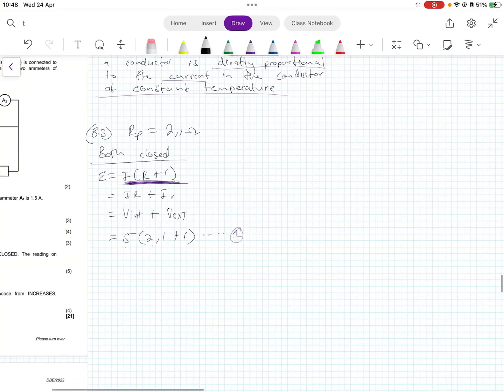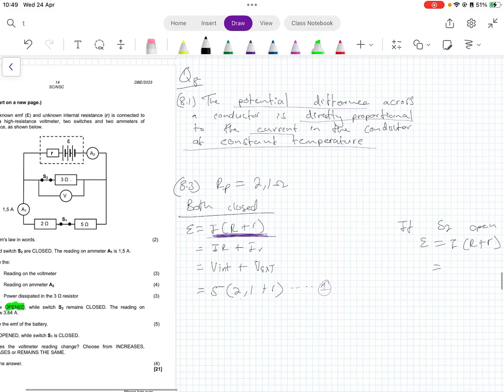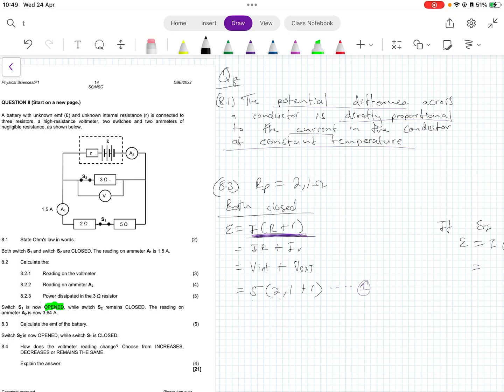Now, if switch 2 is open, we still have that the EMF is equal to I(R plus r). Let's look at what happens when switch 2 is open. If switch 2 is open, it disrupts the flow of the circuit in this area. However, why would we be keeping switch 2 open? Because then the rest of our circuit will just be moving off that way.